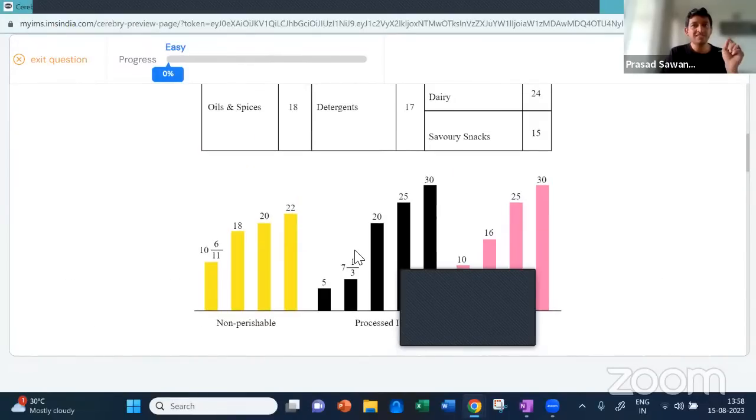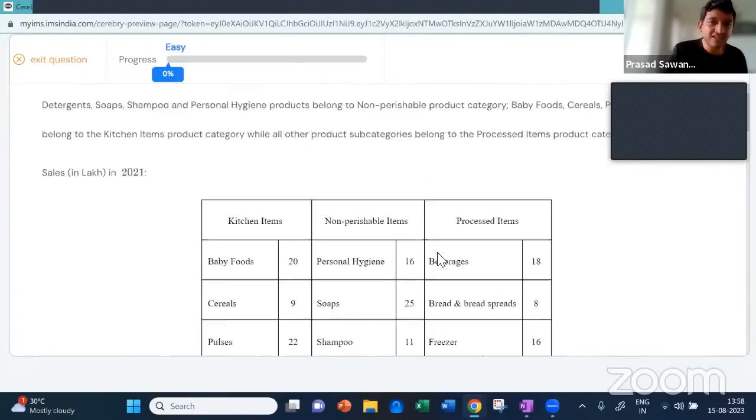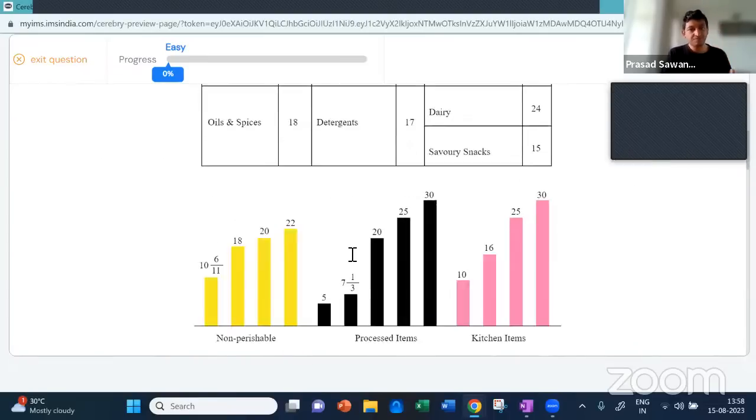So there you had 7, 1 by 7 and all those numbers. Here you have 10, 6 by 11 and so on. The subcategories were 10. Here you have 4 plus 5 plus 4. So you have some 13 categories that are there. So it becomes slightly difficult, right?